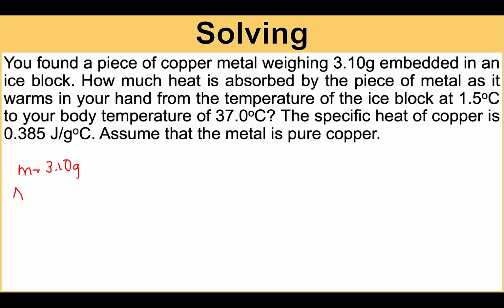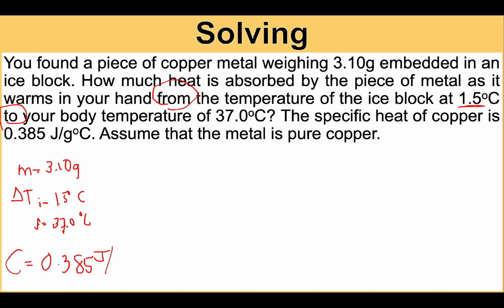Okay, how about the ΔT? You have here from the temperature of the ice block at 1.5. So this is your initial temperature, 1.5 degrees Celsius. And your final temperature is 37.0 degrees Celsius because it's your body temperature. So it's important to analyze the problem. You are also given the specific heat of copper, which is equal to 0.385 joules per gram degree Celsius.